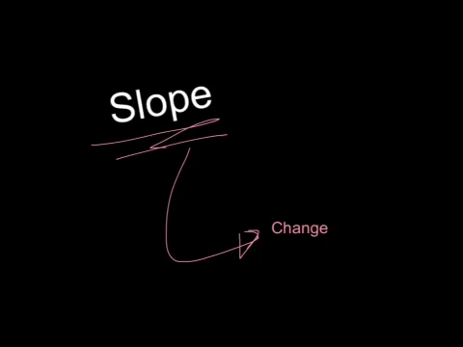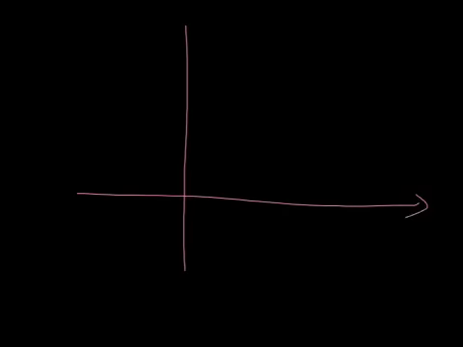And in particular, this is the rate of change. And we'll be looking at slope in a number of different ways, but in sort of like the most traditional form, what we can do is think about this in terms of points on a line.